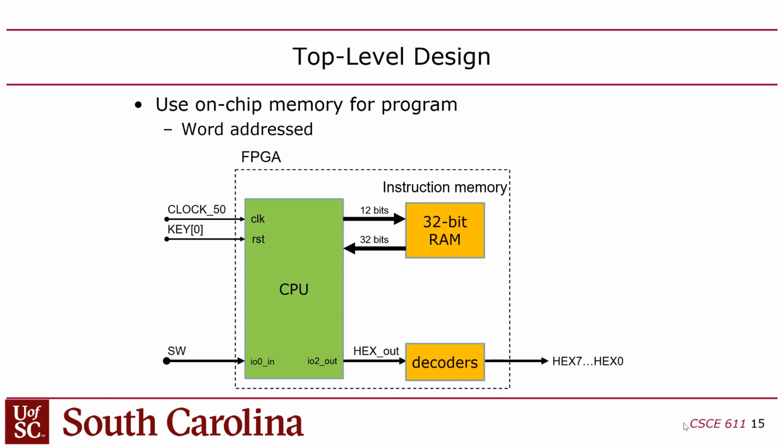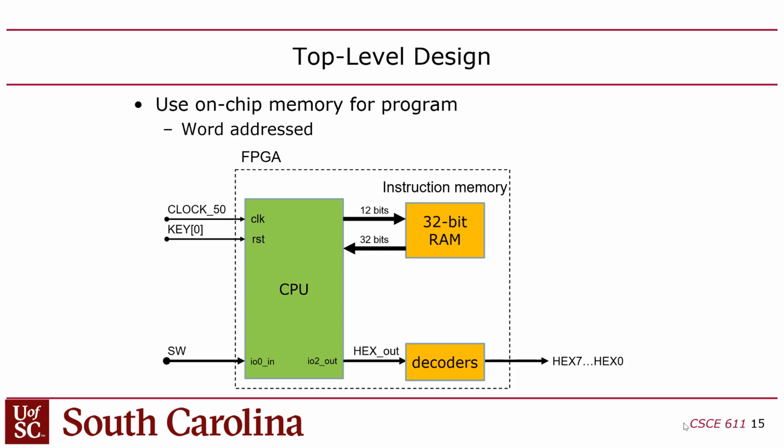Okay, so your top level design then will be basically, you're going to have the FPGA and you're going to put your CPU on there, and your instruction memory is going to be a RAM, on-chip RAM. You might say, well, instructions are usually off-chip, right? Yeah, in a real computer, but we're simplifying this. We're just going to keep the instruction memory on-chip like they do in an Arduino.